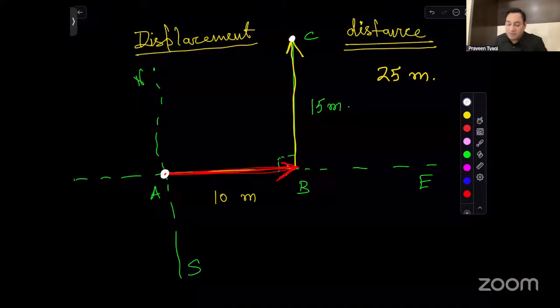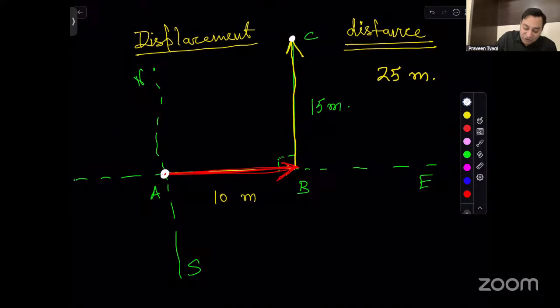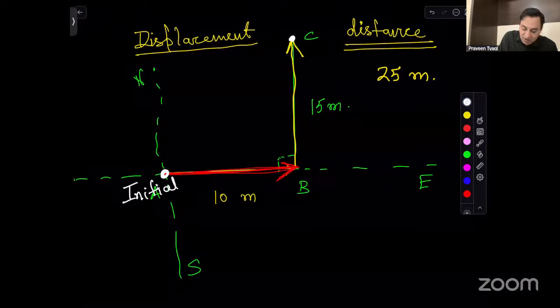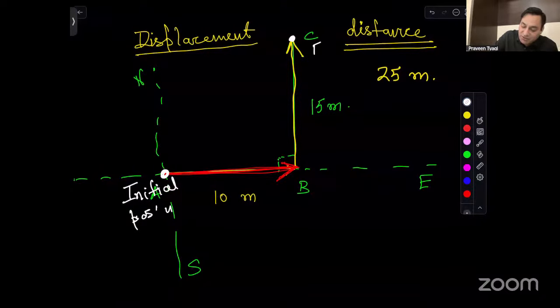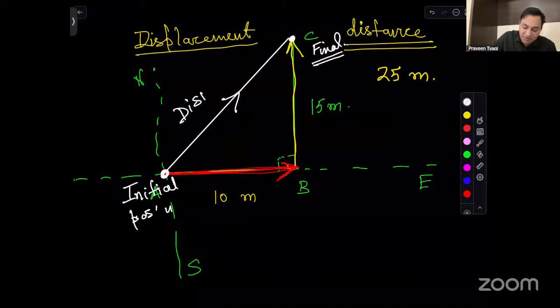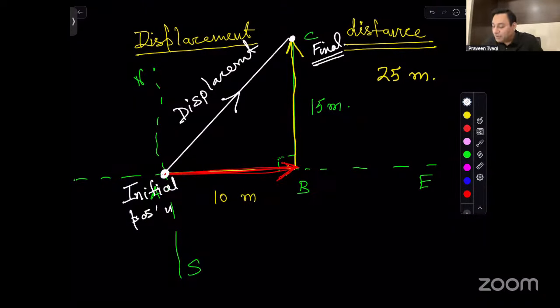Please pay attention, everyone. Displacement is the vector joining the initial position. I was initially here. You have to learn this very carefully. And this is the final position where I've reached after these two displacements. Now the vector joining the initial position to the final position is this, and this is going to be the displacement. Now, all of you, please note it down, understand it. Displacement is not 5 or 25.